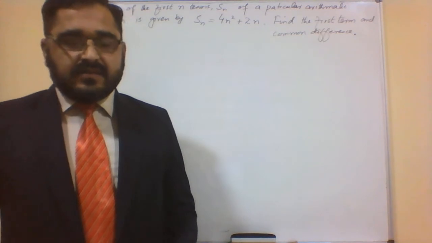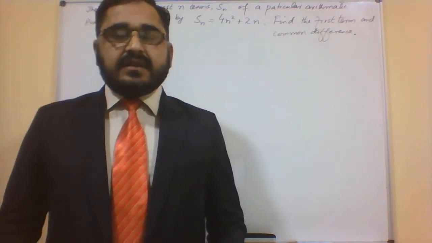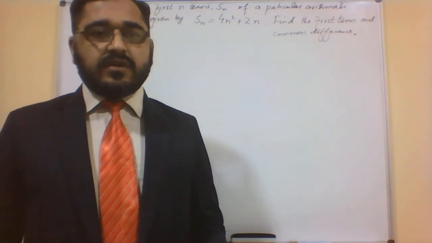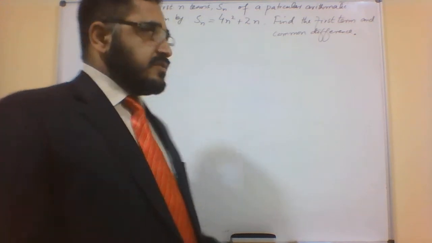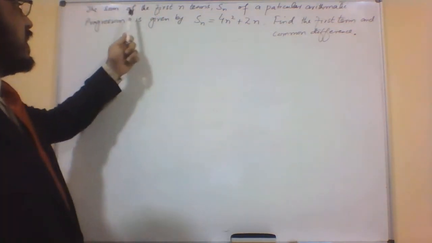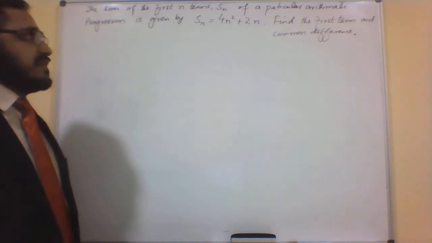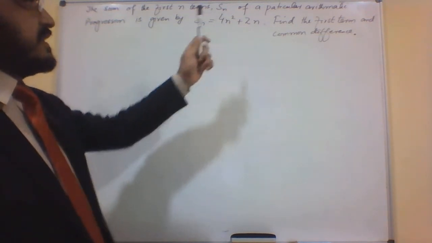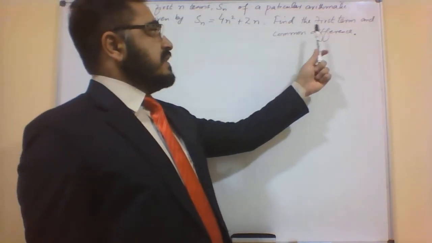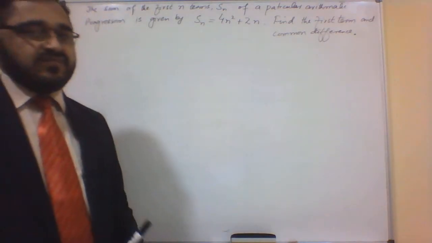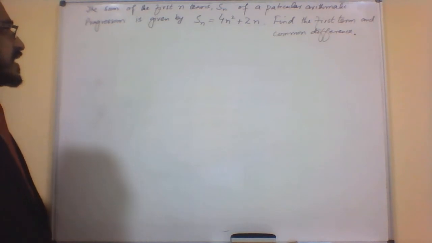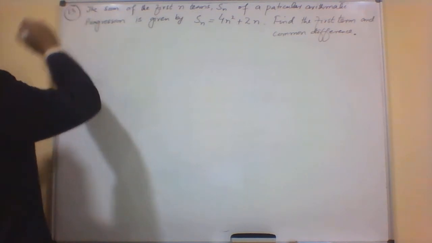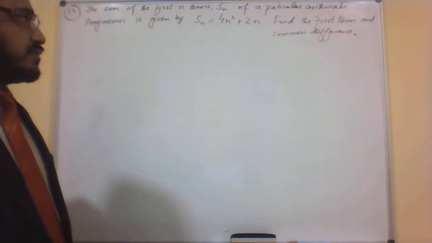In our last lecture, we did the topic Arithmetic Series. In that topic, we did some word problems, and today's word problem is: the sum of the first n terms Sn of a particular arithmetic progression is given by Sn is equal to 4n square plus 2n. Find the first term and the common difference. This is the question. In the book exercise, this is question number 13. You can see it in the book.